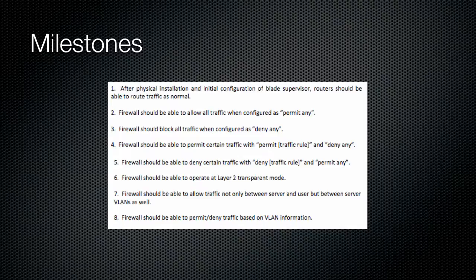The firewall should control traffic not only between the server and user, but between server VLANs as well. This just means that the firewall should be able to make it so that any traffic that goes between server VLANs also runs through the firewall. And then the firewall should be able to permit and deny traffic based on VLAN information. What this means is that in the testing phase, there were 4 VLANs, 3 server VLANs and 1 end user VLAN. The firewall should be able, based on its configuration, to differentiate the different VLANs and then permit and deny traffic based on those VLAN rules.